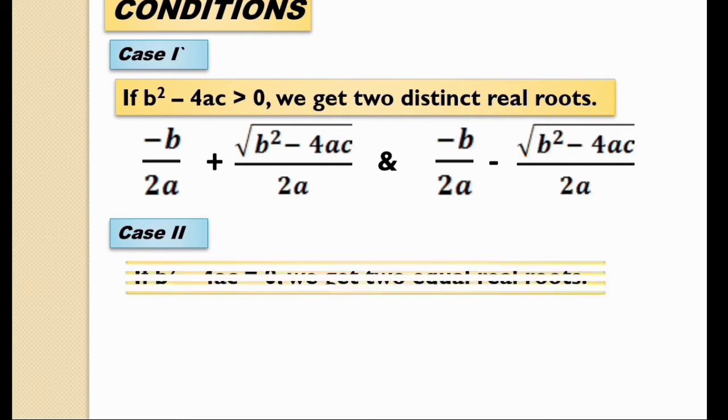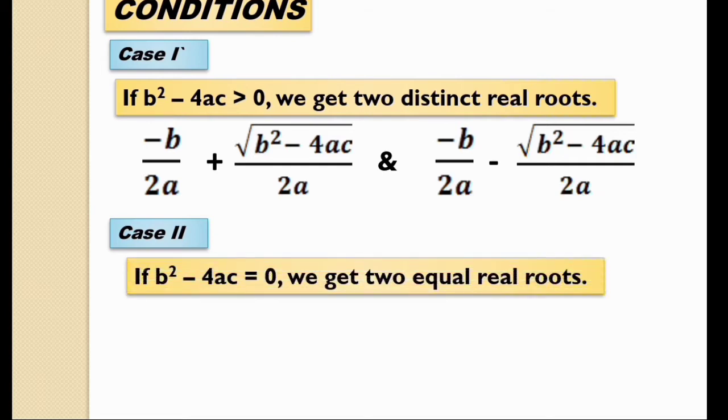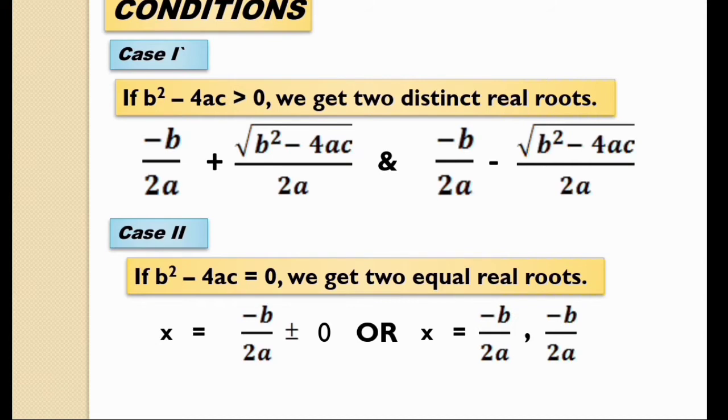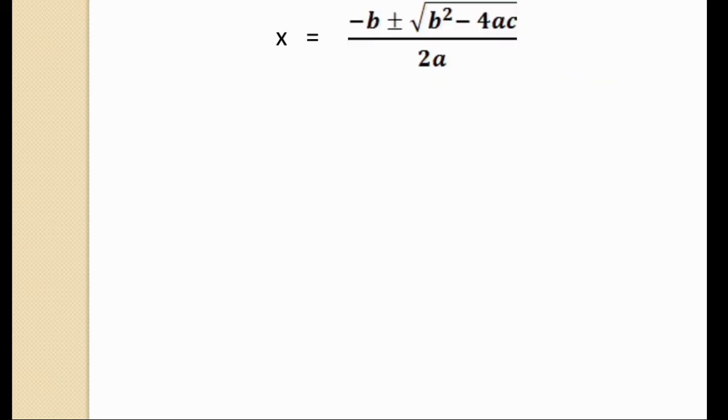Case 2. If b² - 4ac equals 0, then we get two equal real roots, because in both cases we will get the square root value as 0. So the roots will be x = -b/2a ± 0, or x = -b/2a and -b/2a. It means in both conditions we will get equal roots.